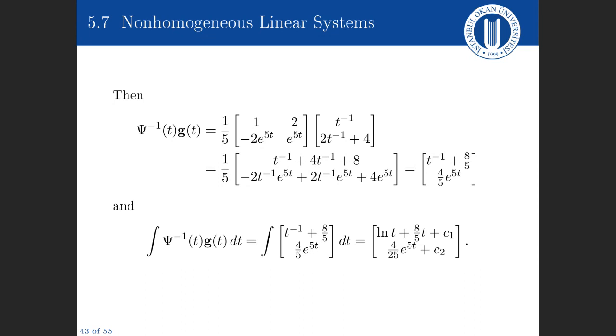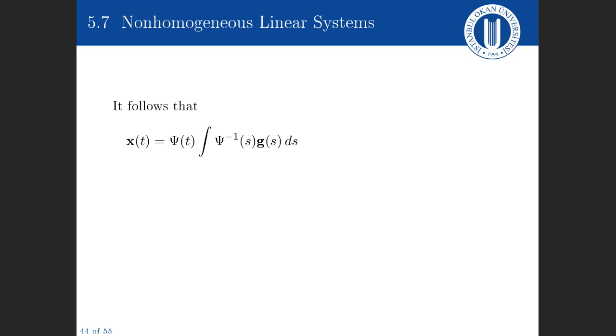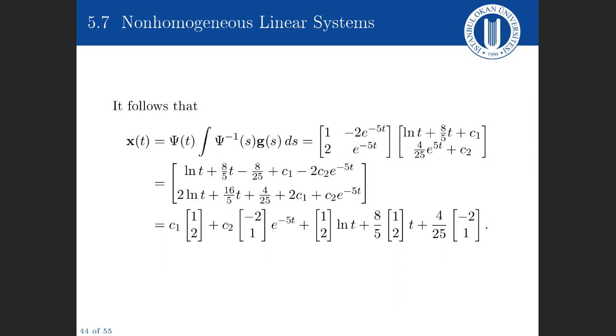We need to integrate this function, and this time it's actually an easy integral. Integral of t to the power minus 1, we know that. Integral of 8 over 5, very easy. Integral of 4 over 5 e to the power 5t, again, very easy. And then we multiply on the left by the fundamental matrix, and we get our answer. And the answer is this.